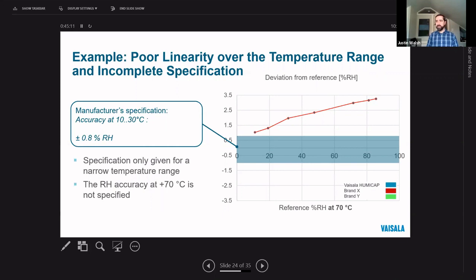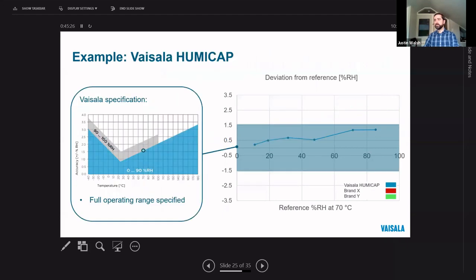The shaded area is the only spec we have to go on, and as you can see, the readings suffer in accuracy for the entire range of the humidity. The nonlinearity is evident over the humidity range, as the temperature is elevated and the error increases consistently.